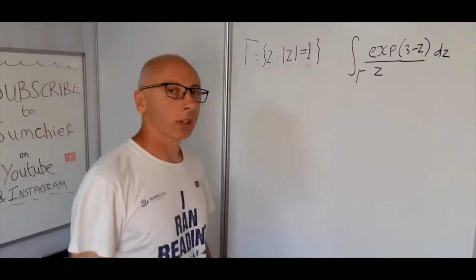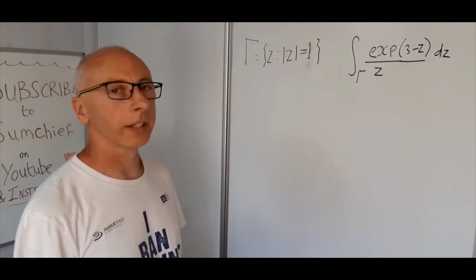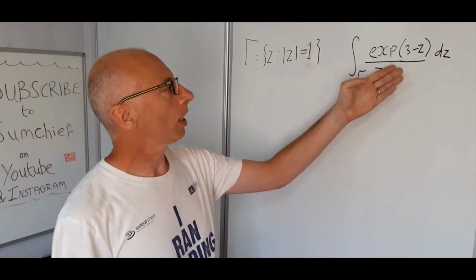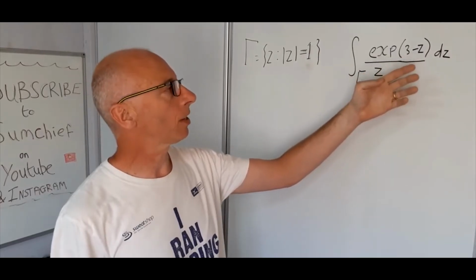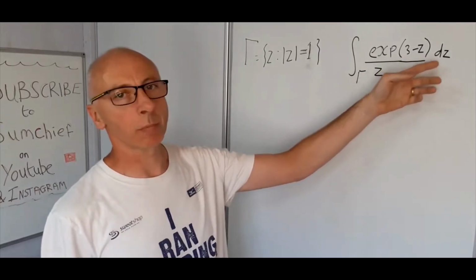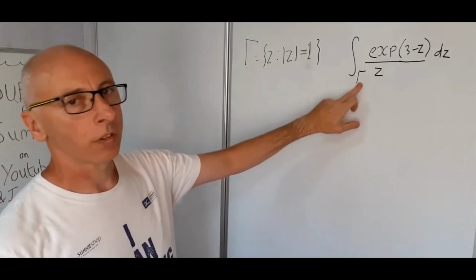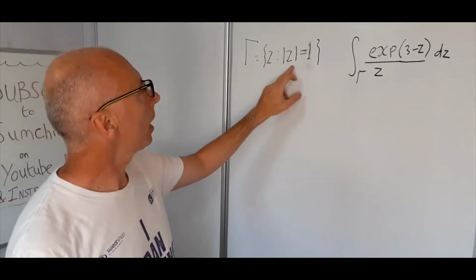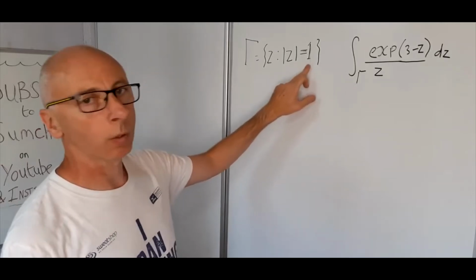Okay, so we're going to have a look at Cauchy's Integral Formula in this video. What we're going to do is try to integrate this function, exponential of 3 minus z over z, with respect to z, over the contour gamma. Now gamma is the set where the absolute value of z is 1.